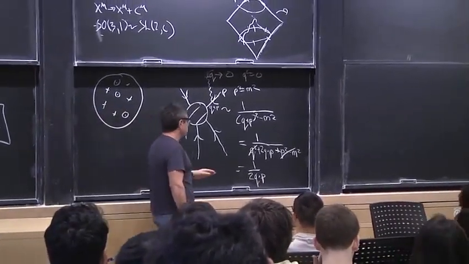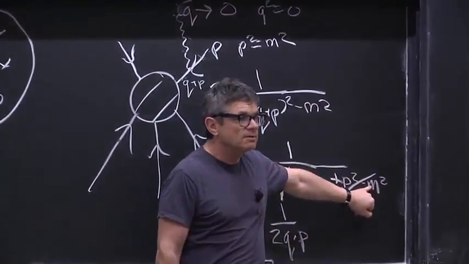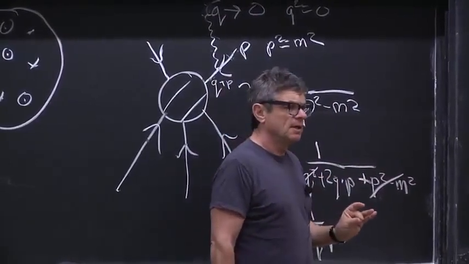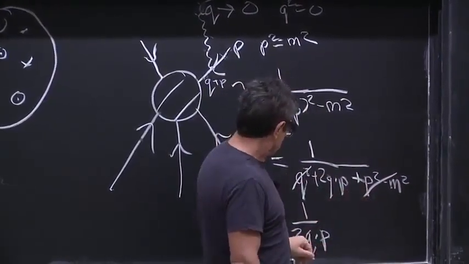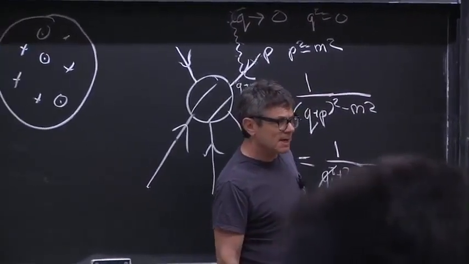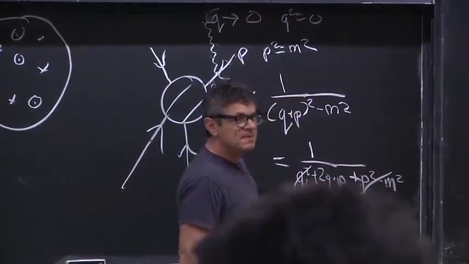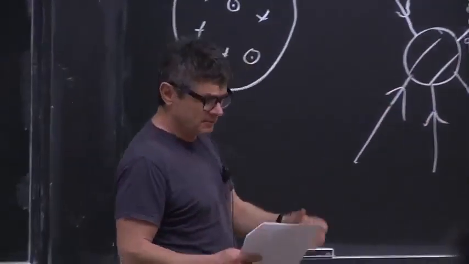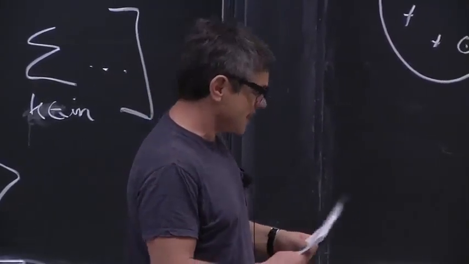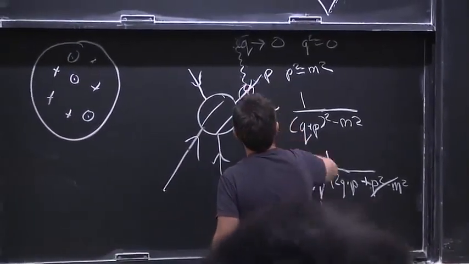Well, we can't set q equal to p unless m is 0. Right. Okay. So when m is 0, we can set q equal to p, and then we have a singularity. So we don't have these poles when p is massive, but other interesting things happen when p is massive, which is going to be our first new thing that we're going to talk about today. And then in addition, we need to include a factor for this vertex.